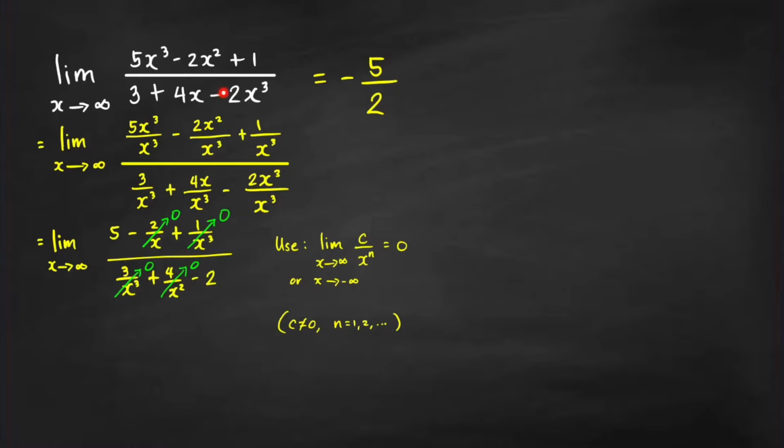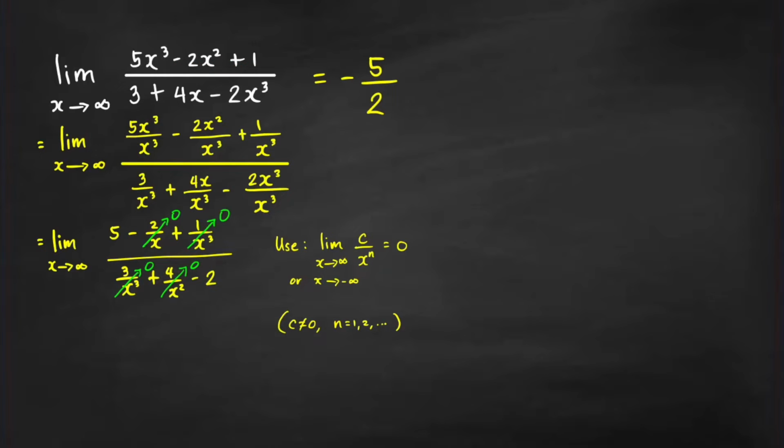Now, how do we determine the limit of this rational function quickly? Just keep in mind that the highest degree term of a polynomial dominates the other terms as x goes to infinity or negative infinity. So here, the value of 5x cubed dominates the value of negative 2x squared plus 1 as x goes to infinity. And actually, it's true also when x goes to negative infinity. And also in our denominator, the value of negative 2x cubed dominates the values of 3 plus 4x. In other words, here as x goes to positive infinity, this 5x cubed outgrows these terms, negative 2x squared plus 1.